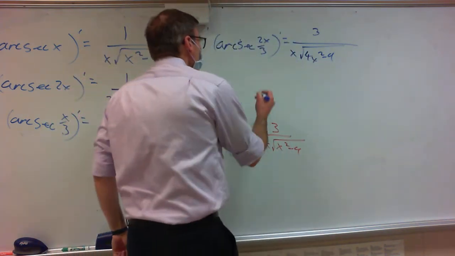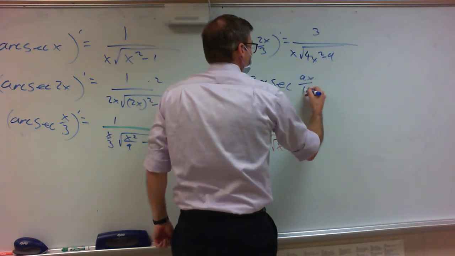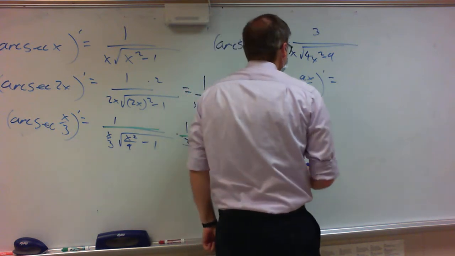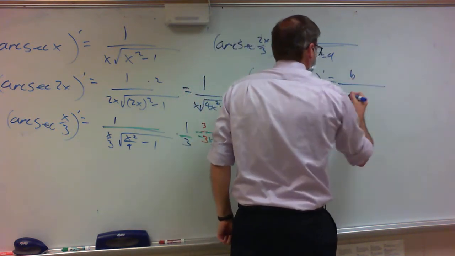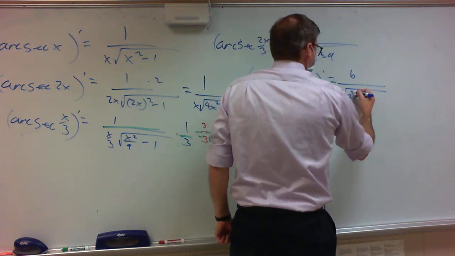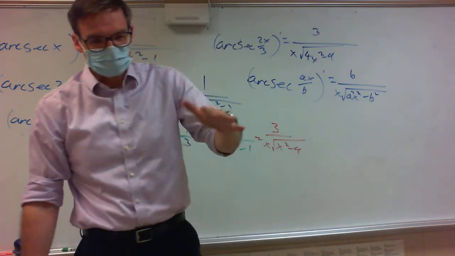Oh, so the letter form of this is if I give you arc secant of ax over b, when I take the derivative of that, I'm going to get b over x square root of a squared x squared minus b squared. That's the official one.